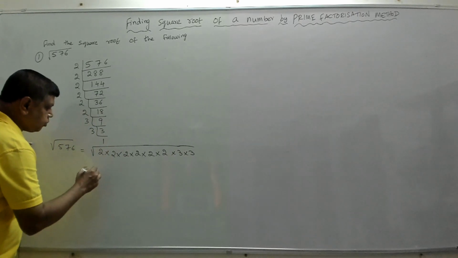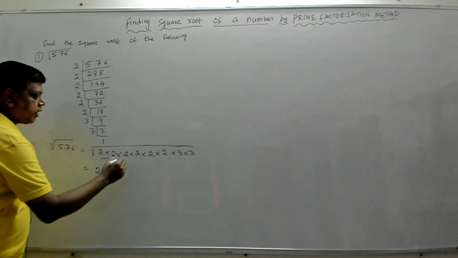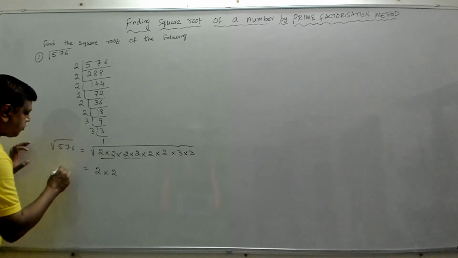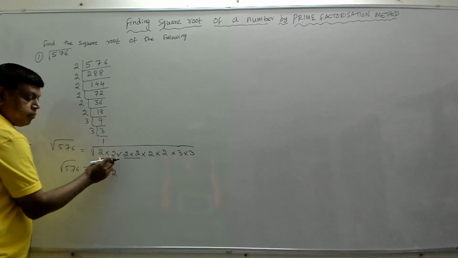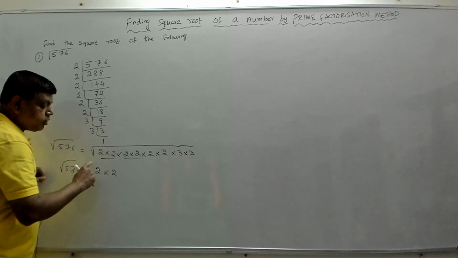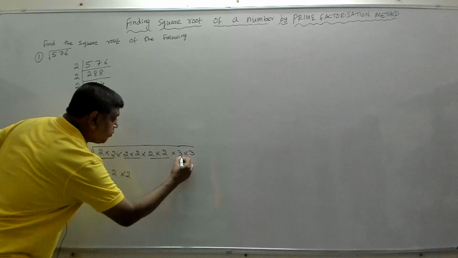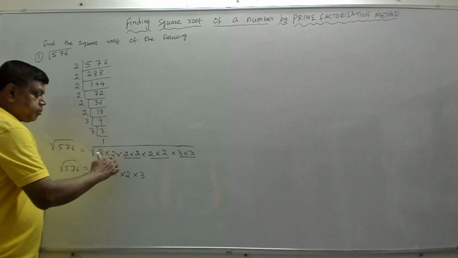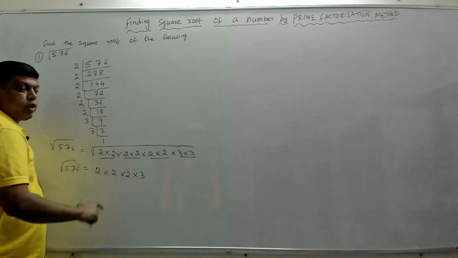Now what we should do is, whenever you have a pair, it will come out of the square root. For every two numbers you write only one number, and then you need not put the square root. So for every pair, instead of 2 twos, you write one 2, again for these two only one 2, again for these two only one 2, and for 2 threes only one 3. Since for every two numbers we have put only one number, we need not put the square root.